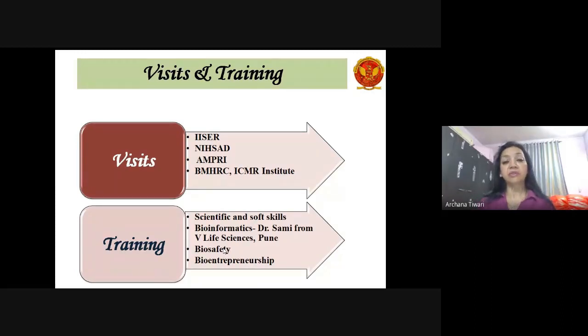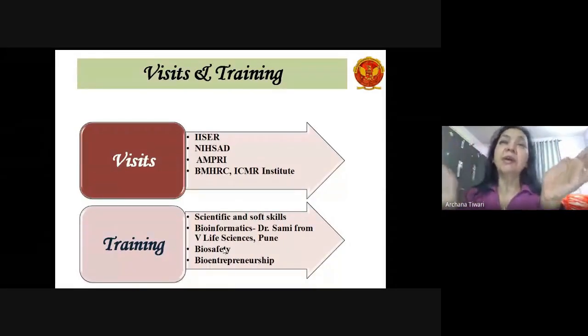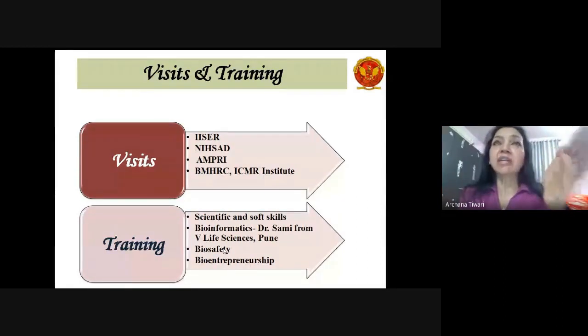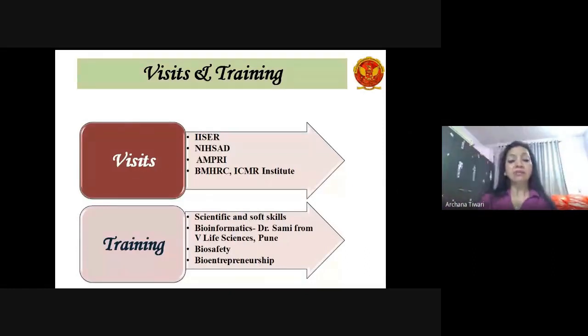First is scientific and soft skills. We are providing bioinformatics training also, because whenever they are designing their experiments for their dissertation work or proposing or designing their projects, they are beginning their projects from in silico analysis to in vitro or in vivo analysis. That's why there is a need for bioinformatics training, and along with this, biosafety and bioentrepreneurship training also.